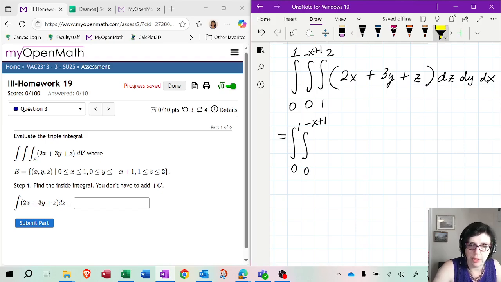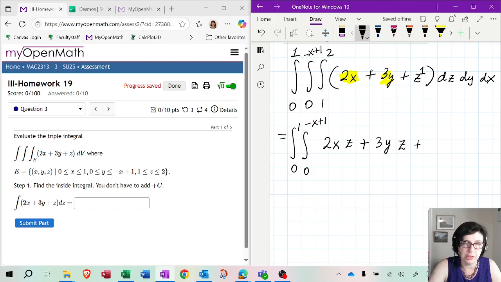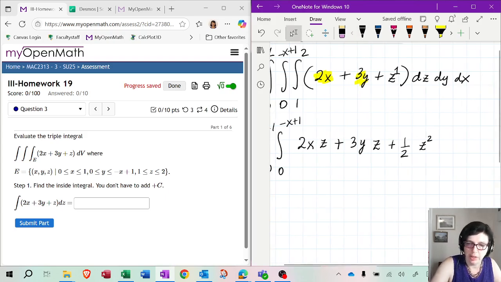Now, when you integrate 2x with respect to z, think of it as a number. So integrating a number means multiplying it by the variable with respect to which you are integrating. So this is going to be 2xz plus 3y is going to be a number again, same reason. So this is just going to become 3yz. And z, well, z is z to the power 1. So remember the power rule for integrals. We add 1 to the power. That becomes z squared, and then 1/2 goes in the front. Or if you want, you can divide by 2. It's the same thing. I just like to instead multiply by 1/2.